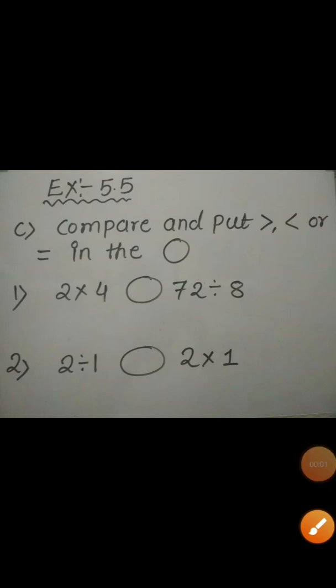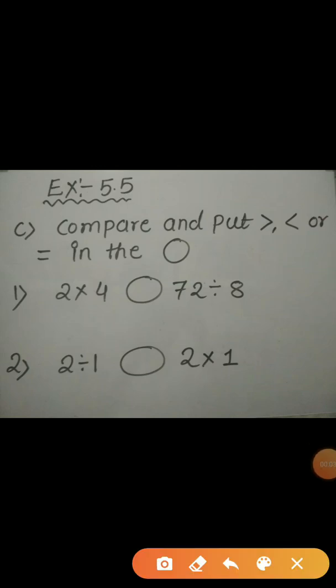Children, now I am going to discuss the question number C of exercise 5.5. Compare and put greater than, less than or equal to symbol in the circle. In this question, we are given two sides to compare. But before comparing, we need to solve them. So let us solve. See the first example.